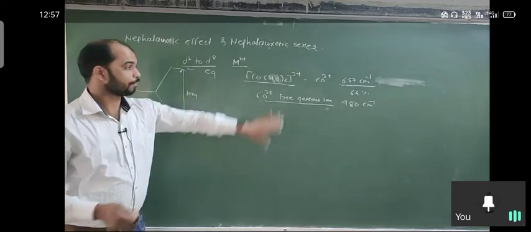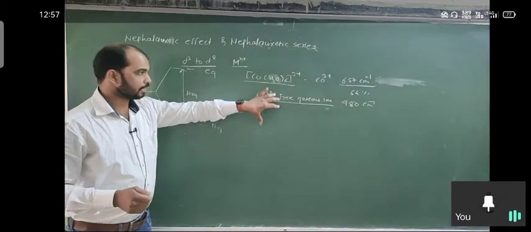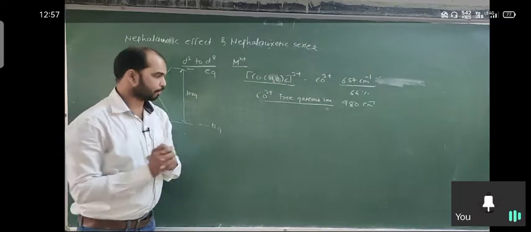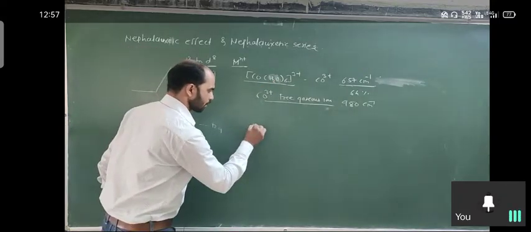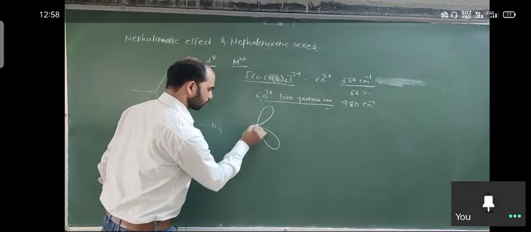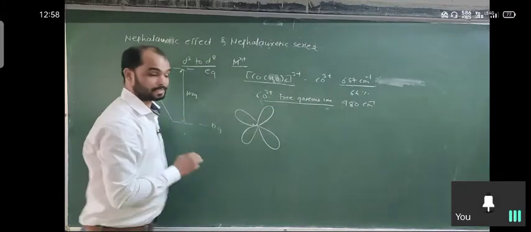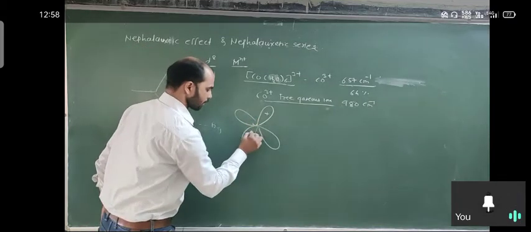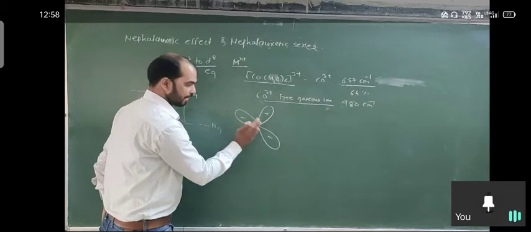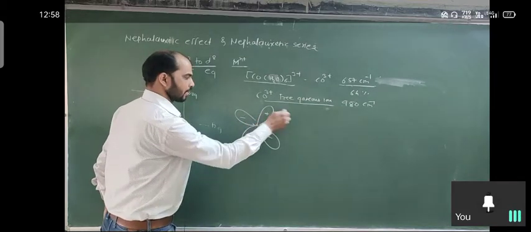Once a complex is formed, the metal interacts with the ligands. Suppose we consider the metal's d orbitals. Here is a positive lobe, here is a positive, here is a negative, here is a negative. There are five d orbitals, and every d orbital has some electrons.